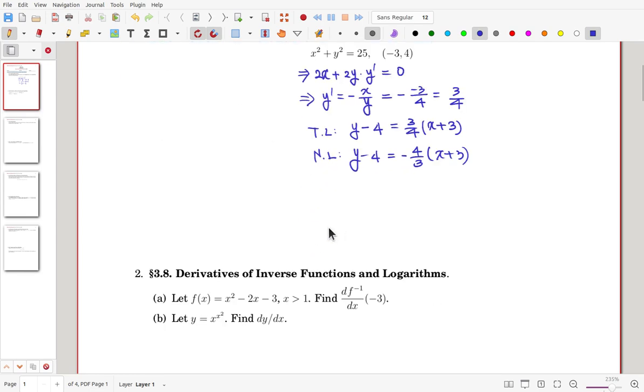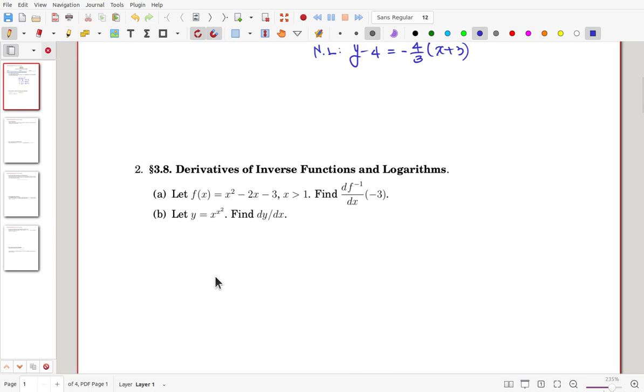Okay, now number 2. Derivatives of inverse functions and logarithms. Now part A: f of x is given in this way, and when x is larger than 1, this function is one-to-one and it has an inverse. Now we try to find the inverse derivative at -3. When you try to solve the problem, you have to consider this one.